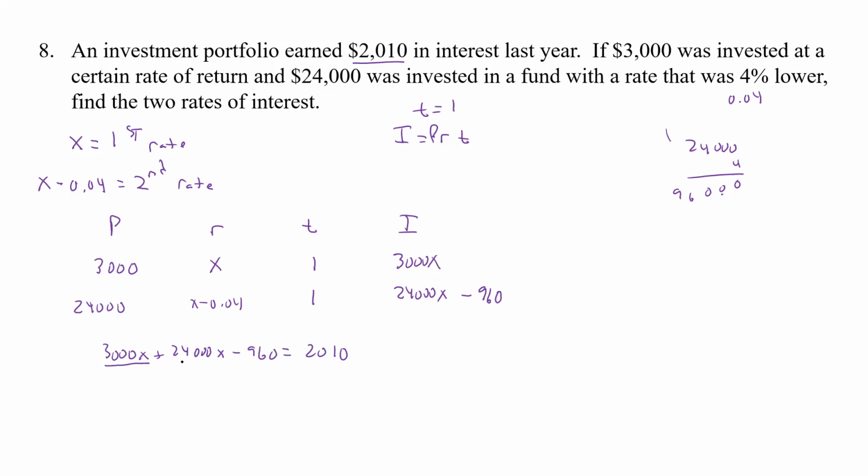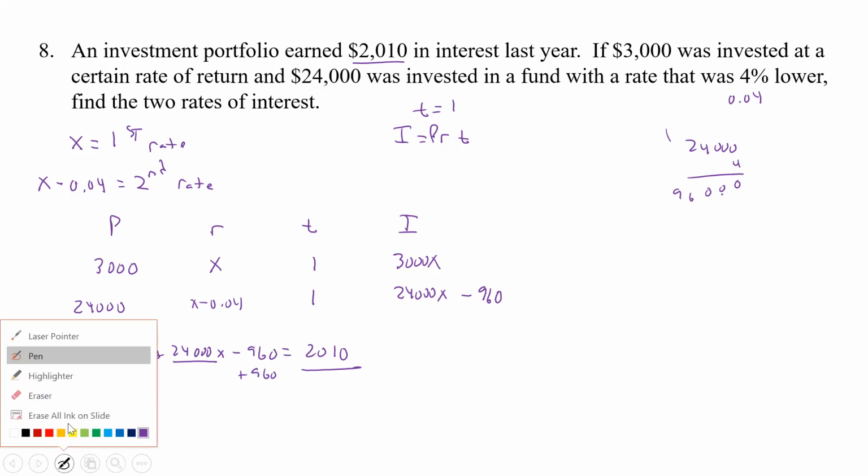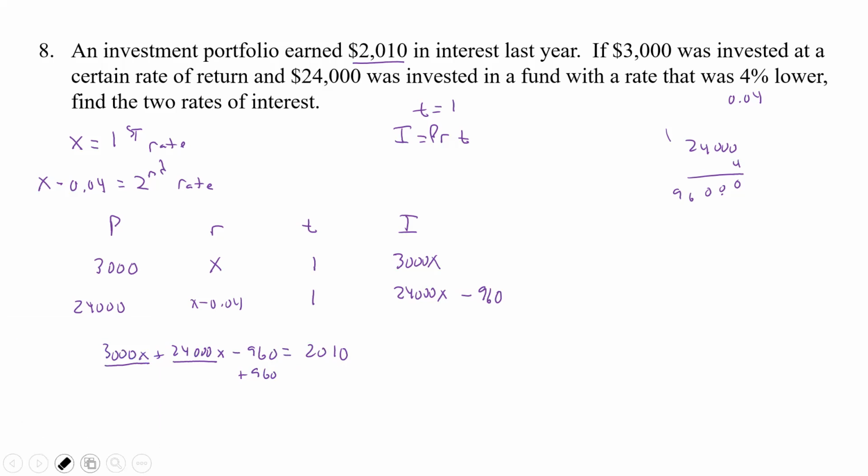Well, here we have a like term, here we have a like term, and we can get that constant over there if we add 960 to both sides. All right, so that's gone. So 24,000 plus 3,000 is 27,000X, and this is going to equal 2970, and so now we divide by 27,000.